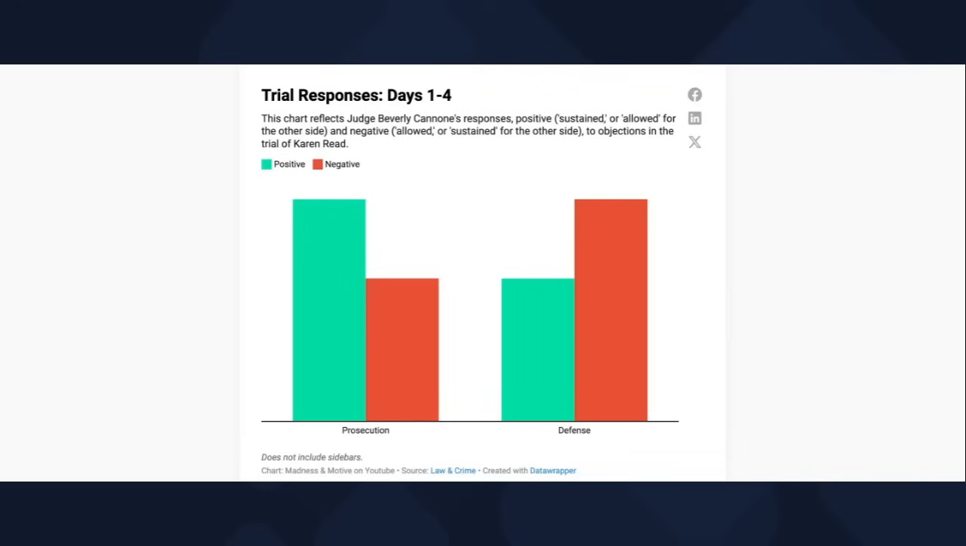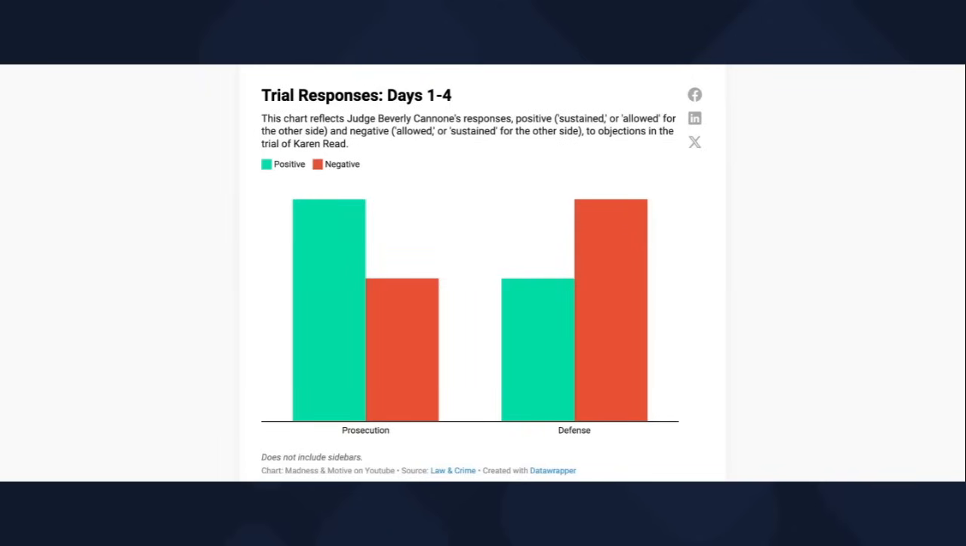I wanted to boil things down to positive and negative responses from the judge. On the prosecution side, when they raise an objection, 14 occasions saw her respond positively for the prosecution. What I did here was add up the 10 sustains, or agreements, with the prosecution, and the 4 times the defense raised an objection and she allowed the prosecution to proceed. That's 14 positive reactions, and 9 negative for the prosecution. And obviously the defense is the exact inverse. Again, it's a really basic way to look at things and see who might be getting the better outcomes.